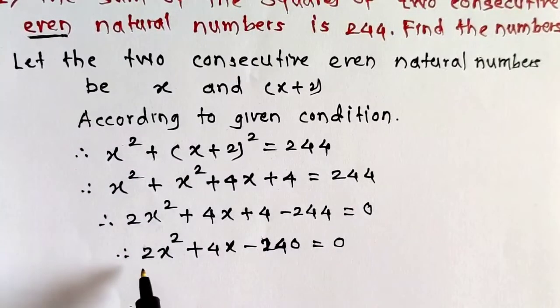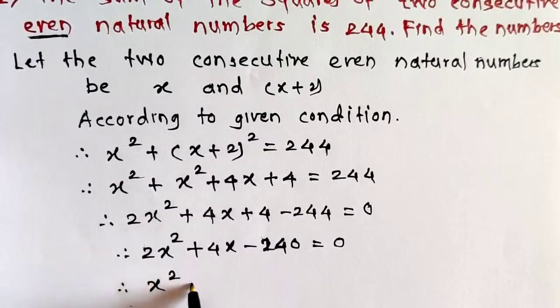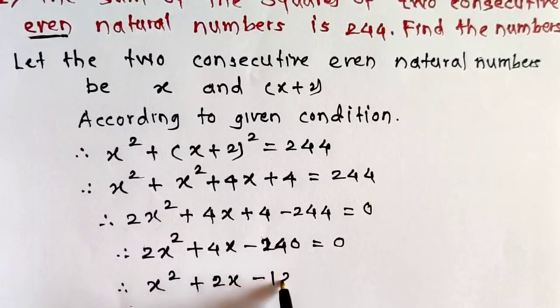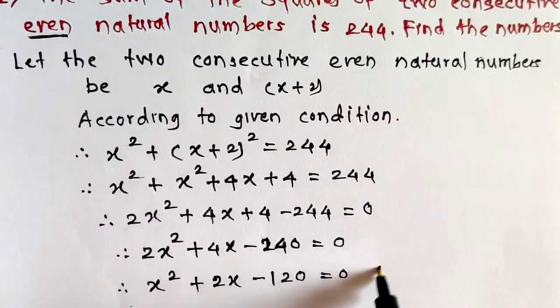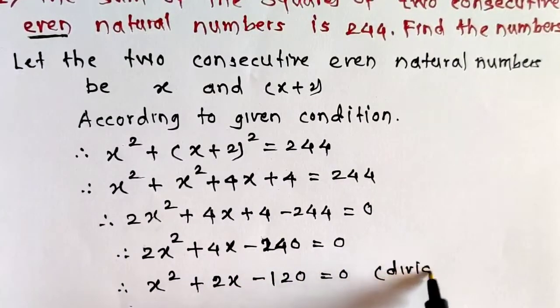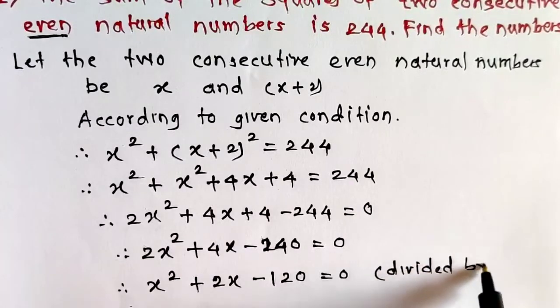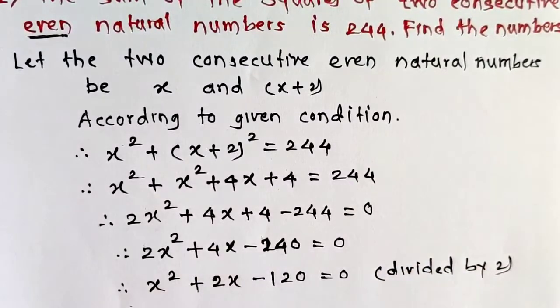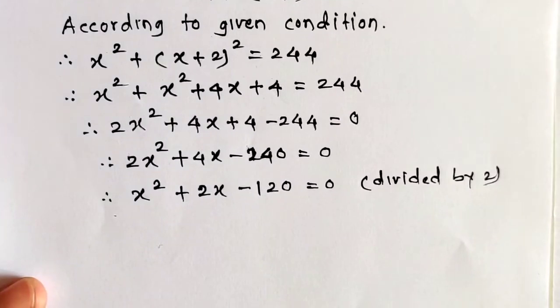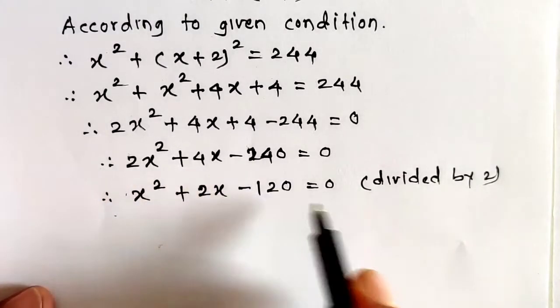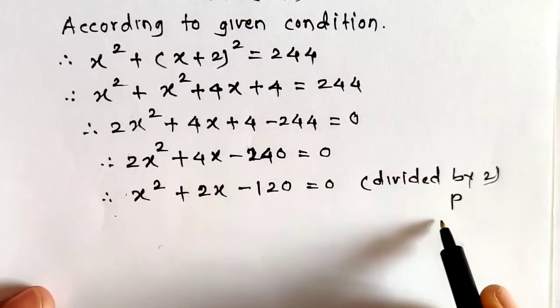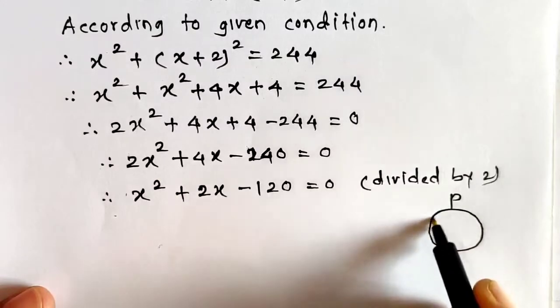Now divide by 2 because 2 is common. So divided by 2 we get x square plus 2x minus 120 is equal to 0. Why divided by 2? Because 2 is common in all the terms. Whenever any number is common, we can divide for simplification. Now solve this equation. Now here 1 multiplied by 120, our product is minus 120.